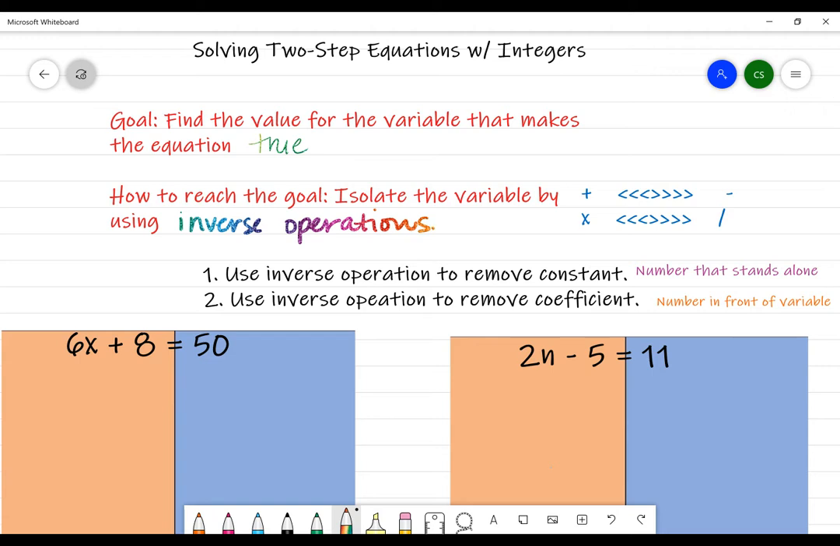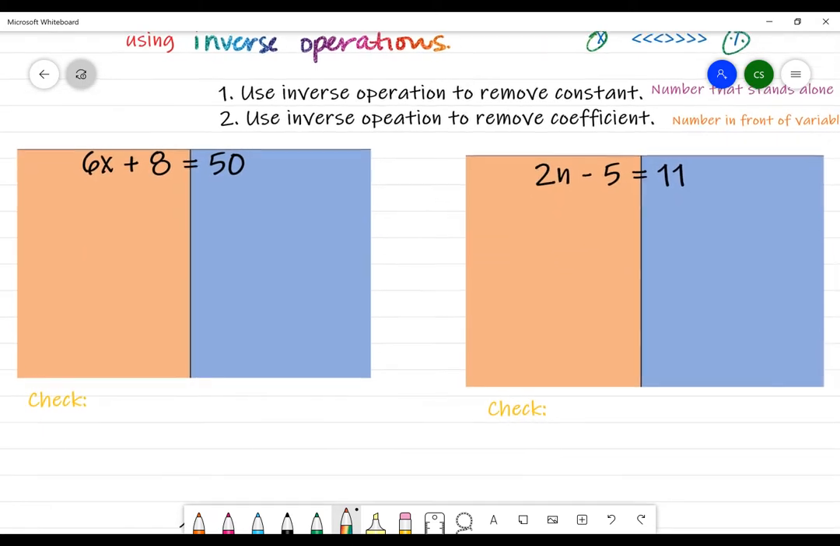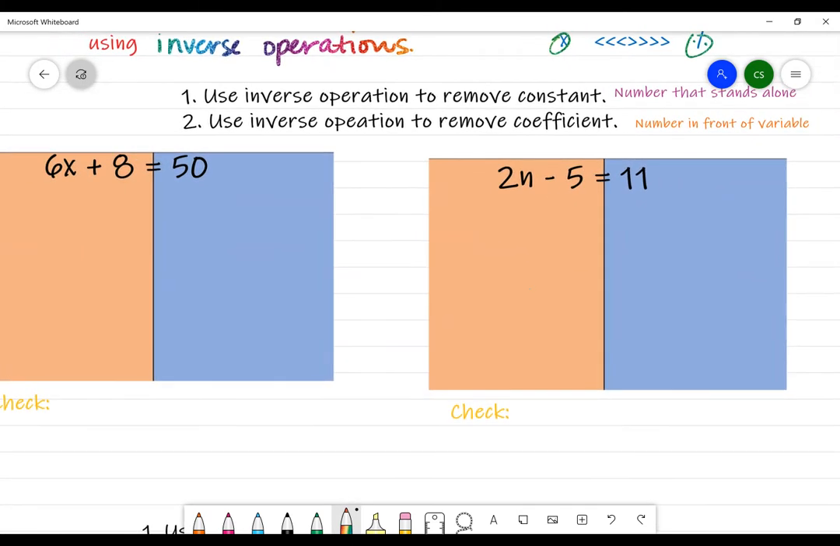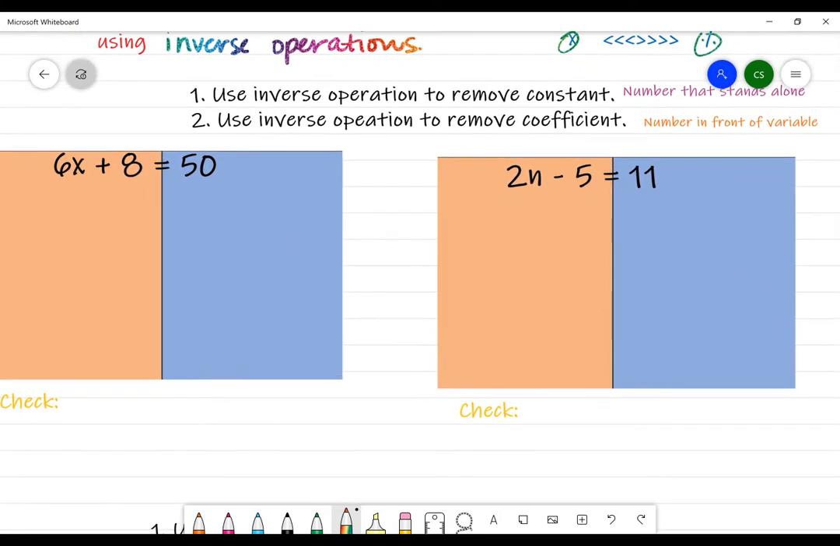So, as always, the inverse or opposite, because that's what inverse means, of addition is subtraction, and the opposite or inverse of multiplication is division. Sorry, I can't find a real nice division sign, but division. So, we'll look at a couple of different examples, and we're going to solve the equations and use substitution to check the solution. All right, so 6x plus 8 is equal to 50.